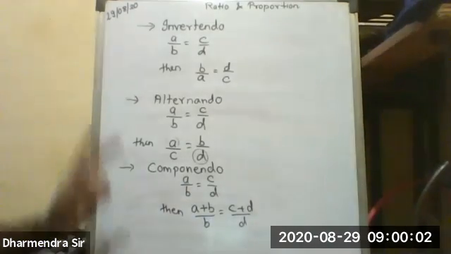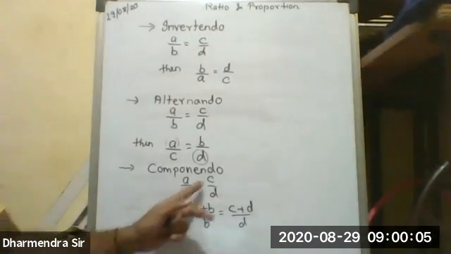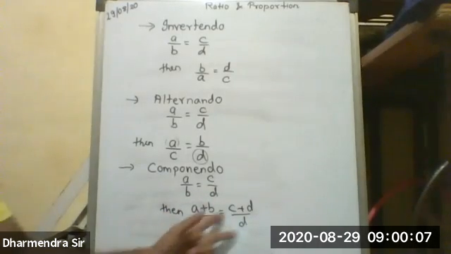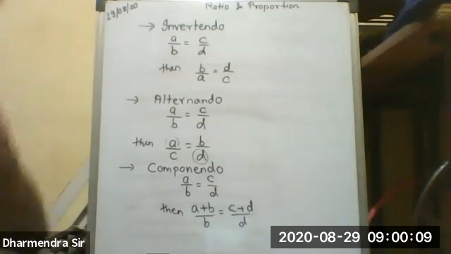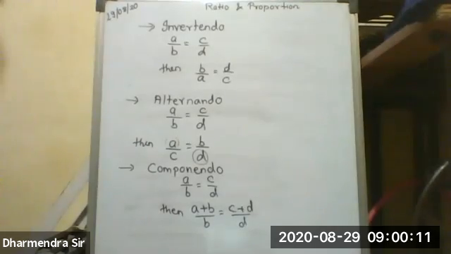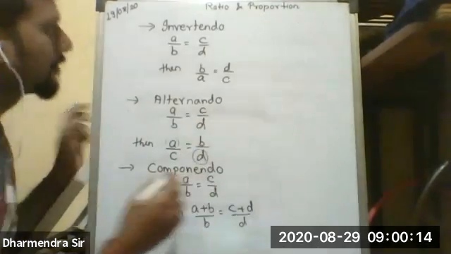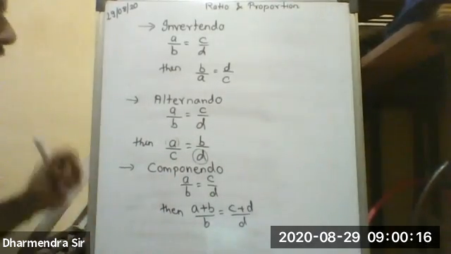The ratio remains the same. a by b is equal to c by d, and whatever operation we do, that will also remain the same. This is what operations on equal ratios say. And next is dividendo.